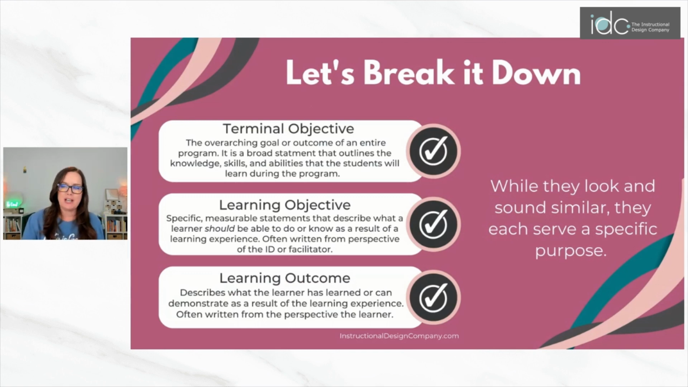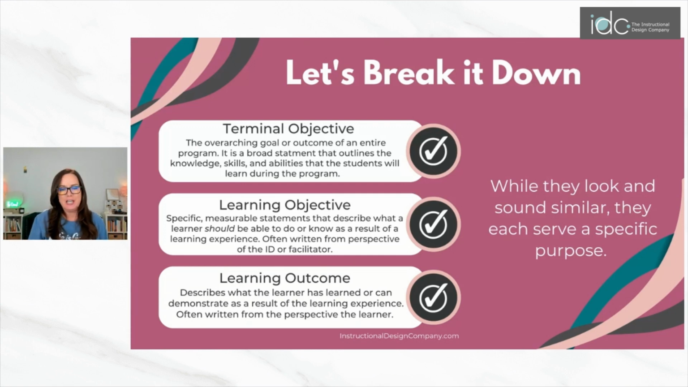So your terminal objective is really like the overarching objective of a program. Let's say that you are enrolled in a course, and in that course, there are multiple modules. Let's say there are 10 different modules, right? A terminal objective would be the overarching objective that applies to all of those modules. By the time you finish all of these modules, the terminal objective is the thing that is achieved, right? Here you can see on the screen that we're defining a terminal objective as the overarching goal or outcome of an entire program. So it's like your program goal.